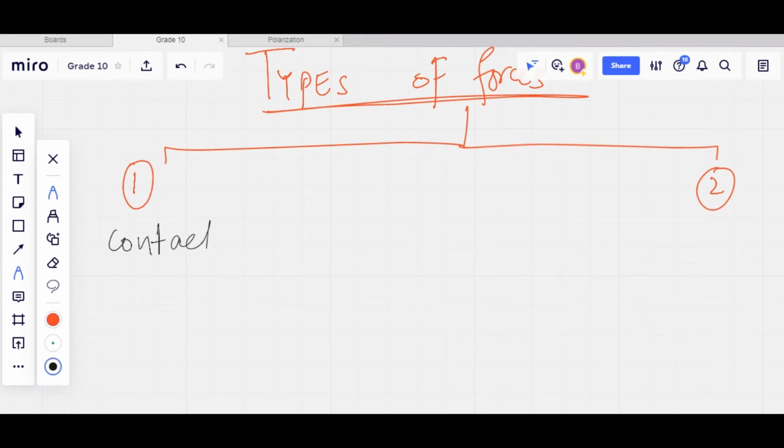Contact forces, and non-contact forces. You can imagine what contact forces are, which is very obvious from the name. Contact forces are those forces in which the bodies or objects under examination, or under any experiment, are in physical contact with each other, or the body which is applying a force on another object is in direct contact with it. That is known as a contact force.